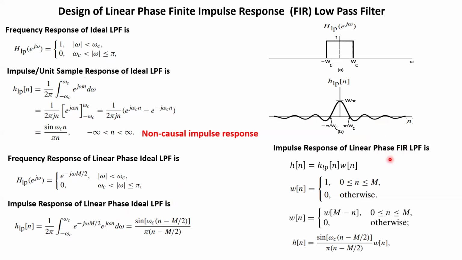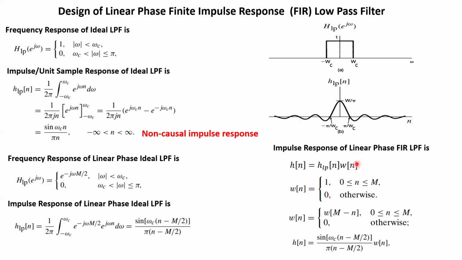So if you wish to get the linear phase FIR low pass filter, what we can do is we can get this impulse response by taking this impulse response h_LP[n], and we have to multiply it by an appropriate window function w[n], okay? So let us suppose this window function w[n] is finite in length. If it is a rectangular window, then w[n] is equal to 1 for n equals 0 to M, and otherwise the value is 0.